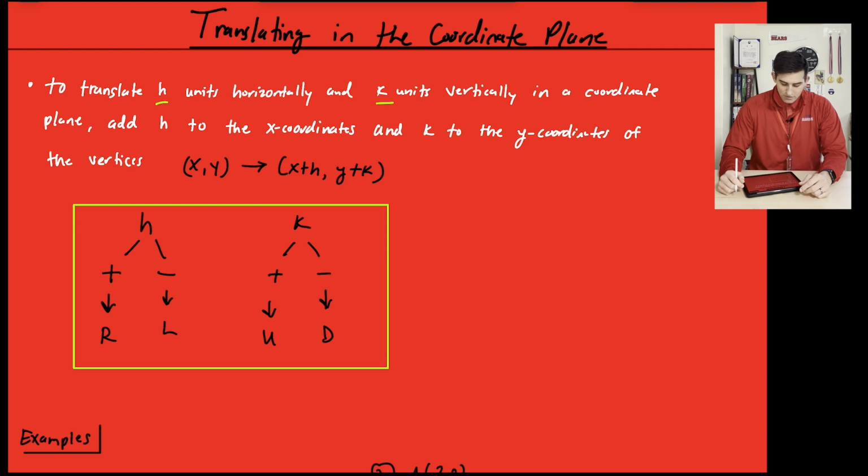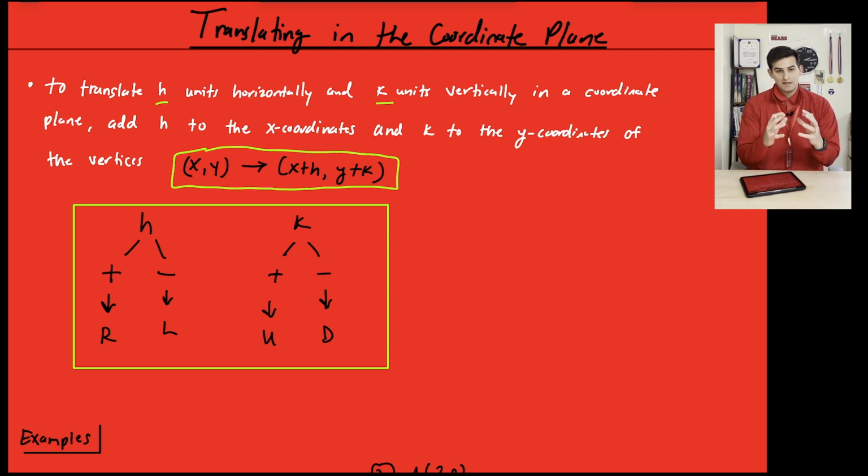To translate h units horizontally and k units vertically in a coordinate plane, add h to the x coordinates and k to the y coordinates of the vertices. So what this is going to look like is something like this: we have our original point, (x, y), and it becomes (x + h, y + k).